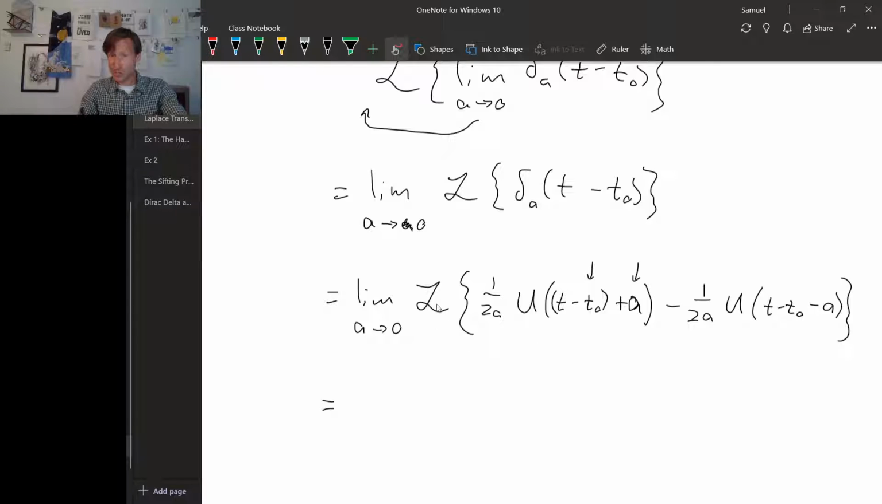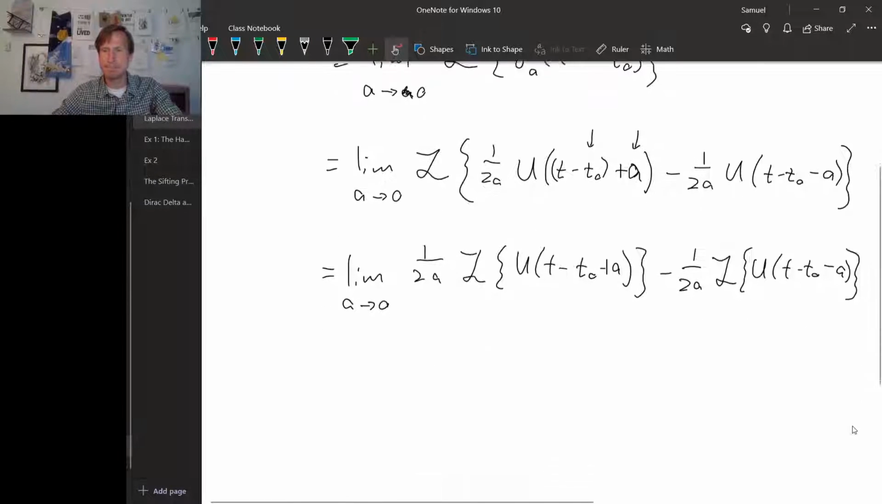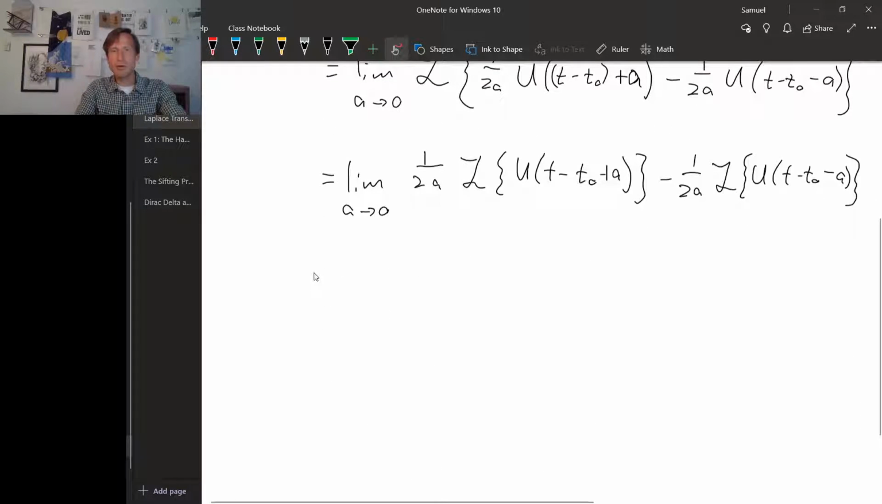So, fortunately, the Laplace transform is linear, so we can use that now. Limit as a goes to 0 of 1 over 2a times the Laplace transform of u of t minus t naught plus a, minus 1 over 2a times the Laplace transform of u of t minus t naught minus a. Okay. And now we know the Laplace transform of a step function.